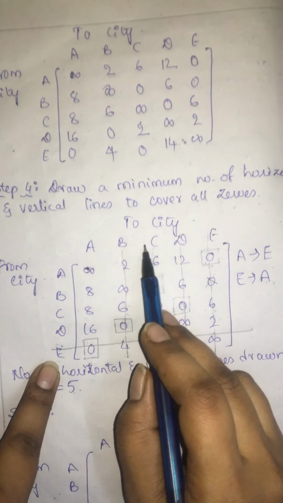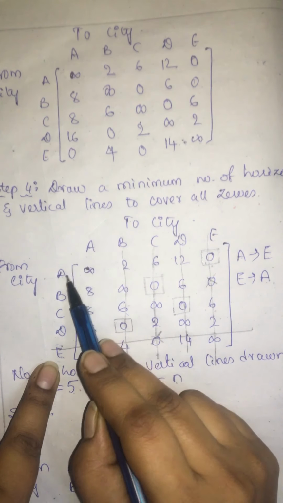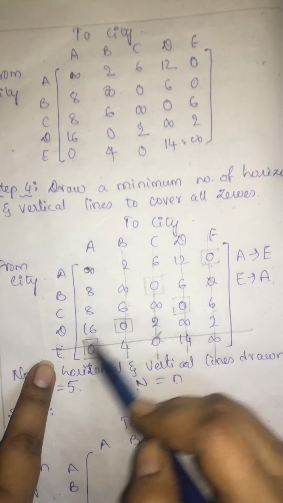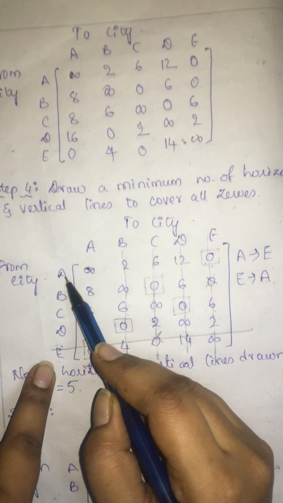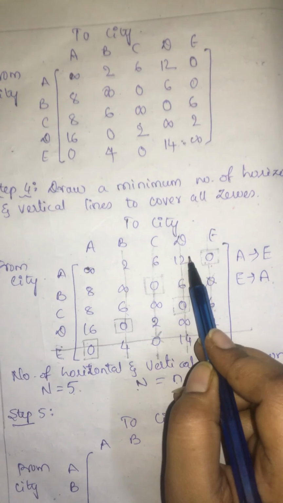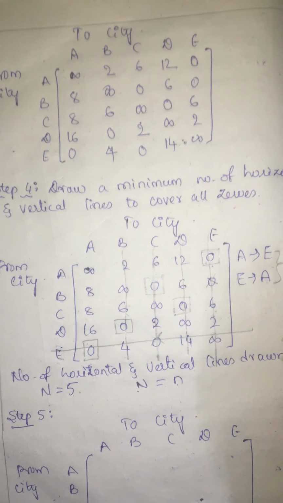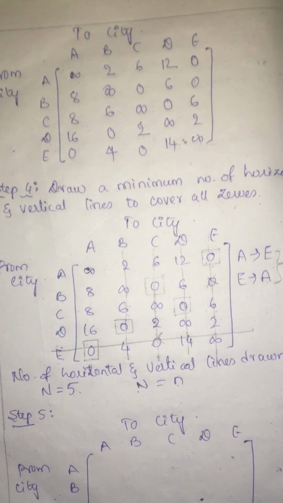So how many cities are there? Total 5 cities are there. He traveled from city A to E, and he returned back to his original point. It means that he did not travel B, C, D. So this is what we call an invalid traveling salesman problem. It means we have obtained an invalid optimal solution.